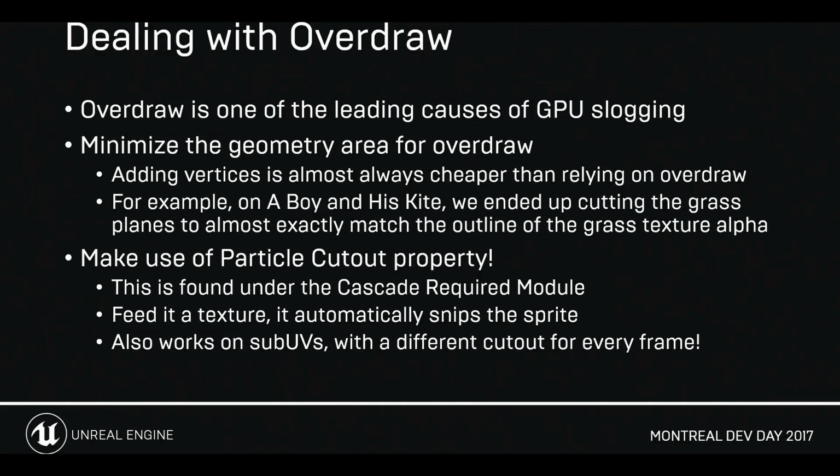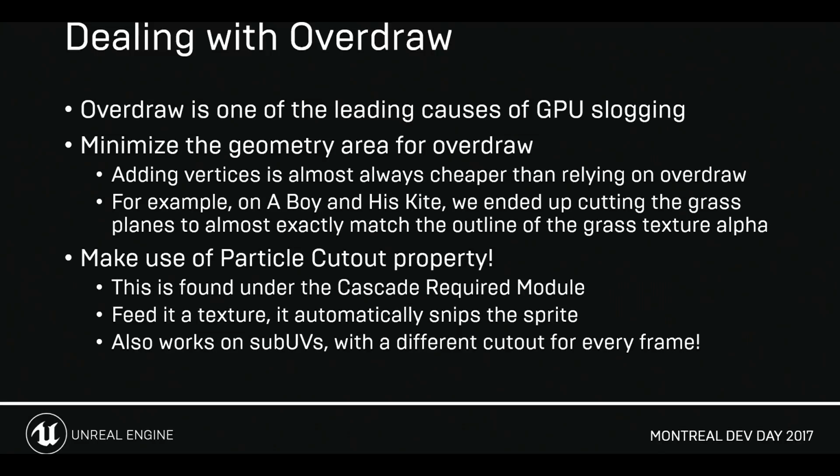You all saw the Kite demo we did at GDC a couple years back? That had a whole lot of grass in it, grass and flowers as far as the eye could see. And what we ended up having to do was take the polygon sheets for the grass and cut them out all the way around the texture. So there's almost no overdraw edge around the whole thing. So don't be afraid of doing things like that.